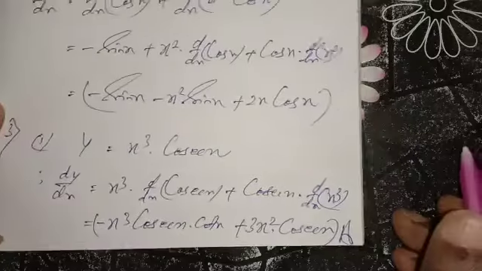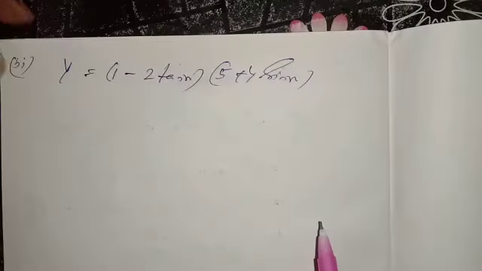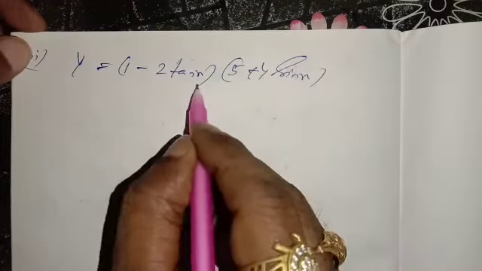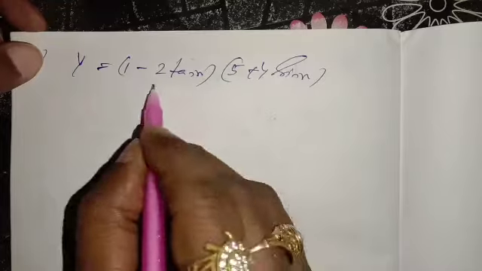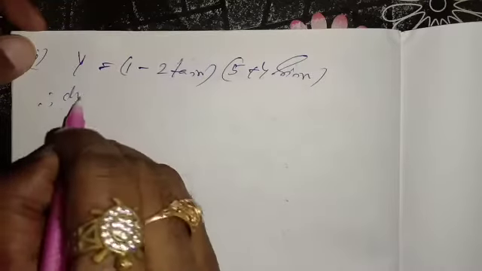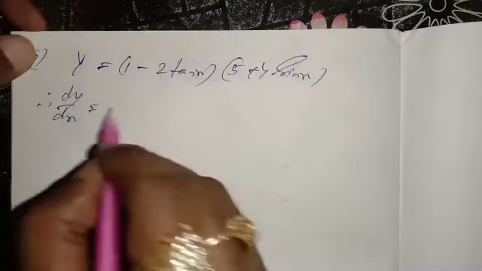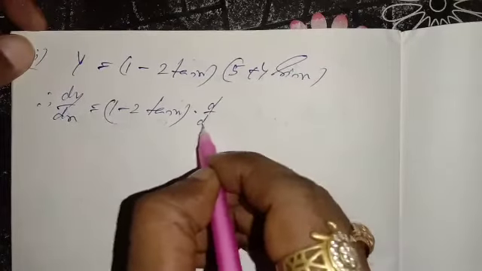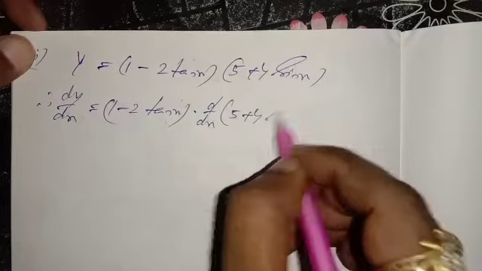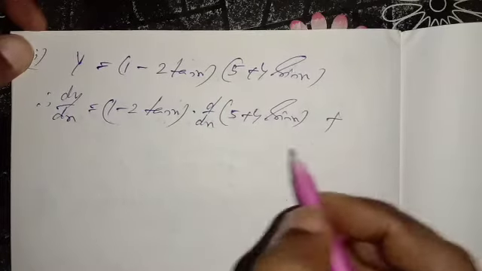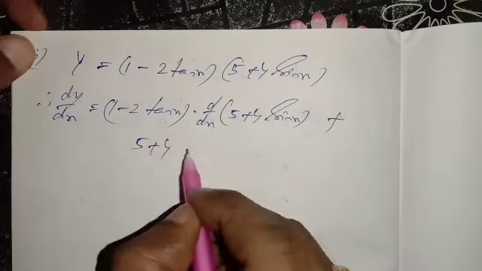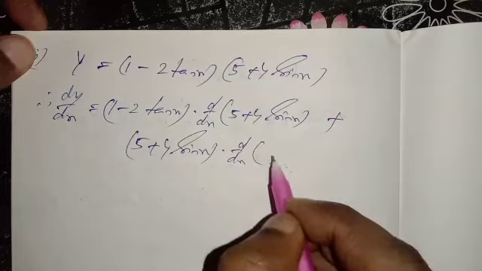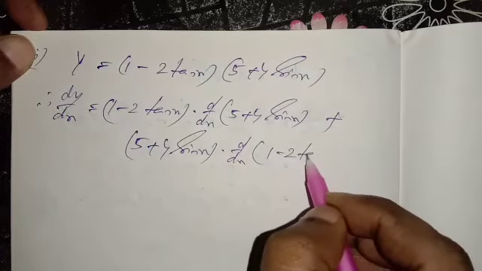Okay, let us go to question number 3 second part. Given y is equal to (1 minus 2 tan x) whole into (5 plus 4 sin x). That means here also you have to apply the product rule. So dy/dx is the first function, that is (1 minus 2 tan x), into the derivative of (5 plus 4 sin x), plus the second function, that is (5 plus 4 sin x), into the derivative of the first one, that is (1 minus 2 tan x).